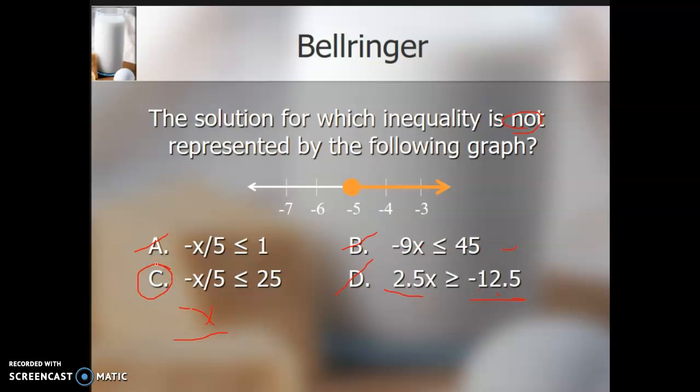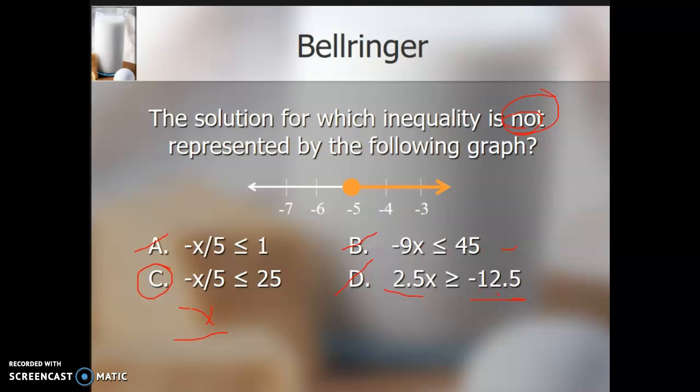That was a little tricky, but you do need to remember that you have to flip the signs. If you were to do this in Desmos, you could put x is greater than or equal to -5 and look at how it's shaded, and then plug in all of those other ones to see which one does not match your Desmos. Anyway, that was a tricky problem, but probably very similar to what you might see on your SOL.